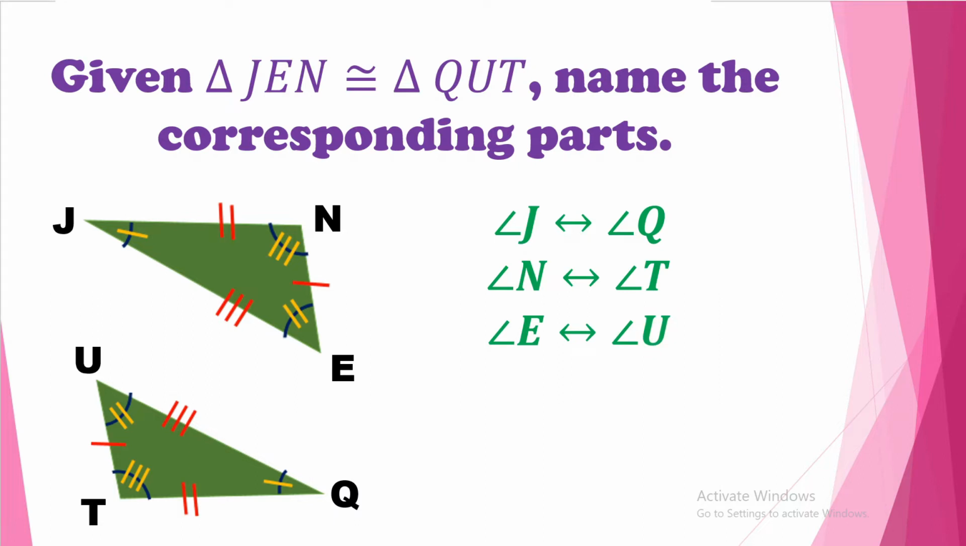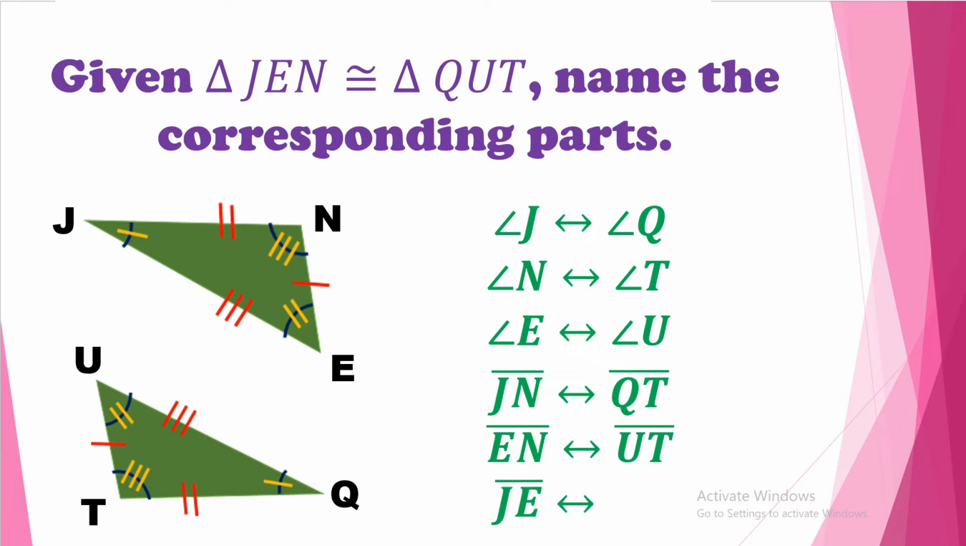Now for the corresponding sides, we have first, segment JN corresponds to segment QT. Segment EN corresponds to segment UT. Segment JE corresponds to segment QU.